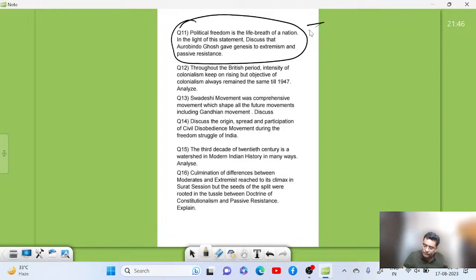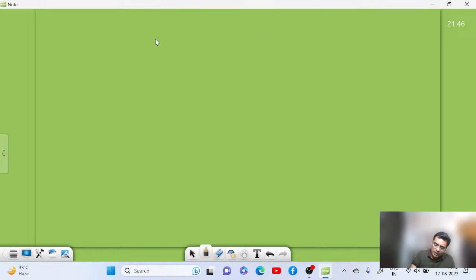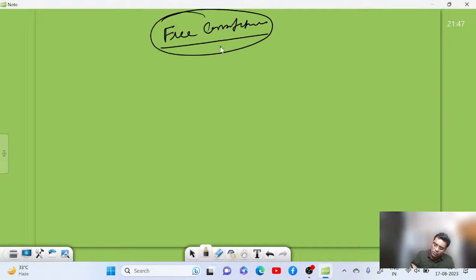Aurobindo Ghosh is rightly called the father of the extremist movement. Look at the statement, political freedom is the life breath of a nation. In the light of this statement, political freedom means if there is no political freedom, the nation is dead. So he said that political freedom is the life breath of any nation. He said that Indians needed a free constitution.